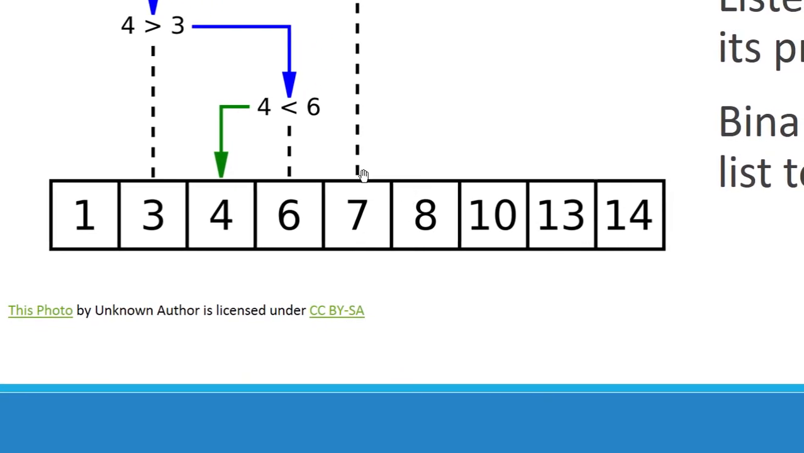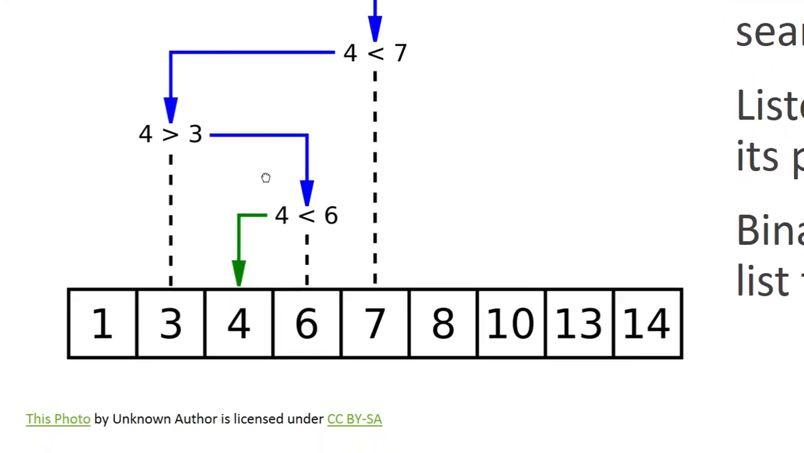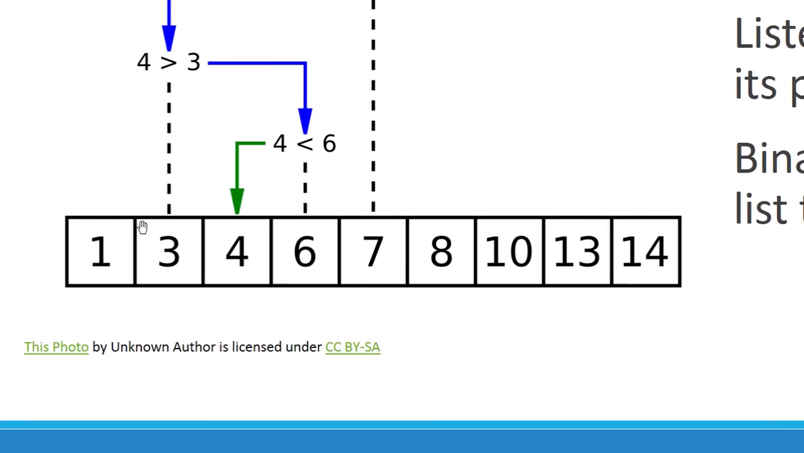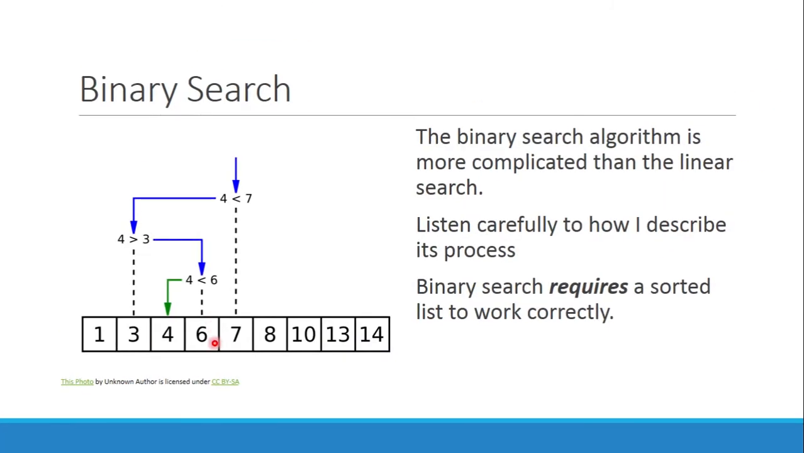So take this example here. Let's say I'm looking for the number, well, they're using 4, but I'm going to use the number 3. So let's say I'm looking for the number 3 in this thing over here. So I'm going to write the 3 up here.